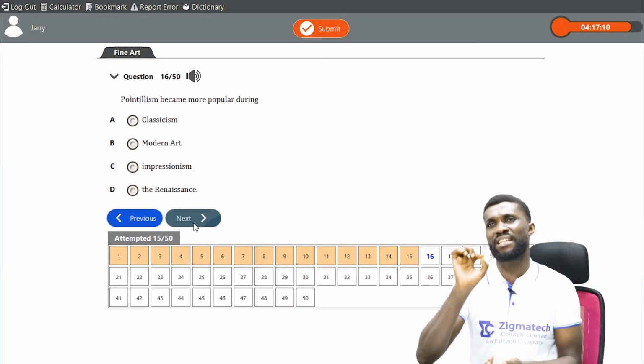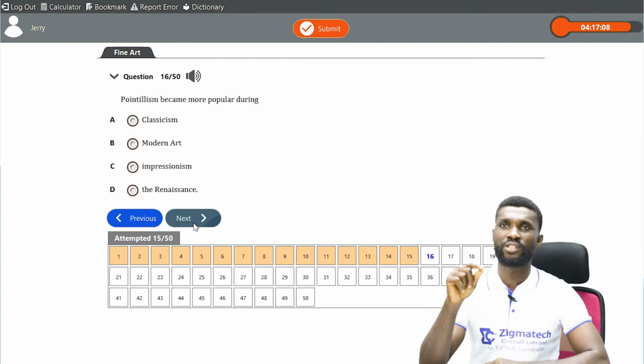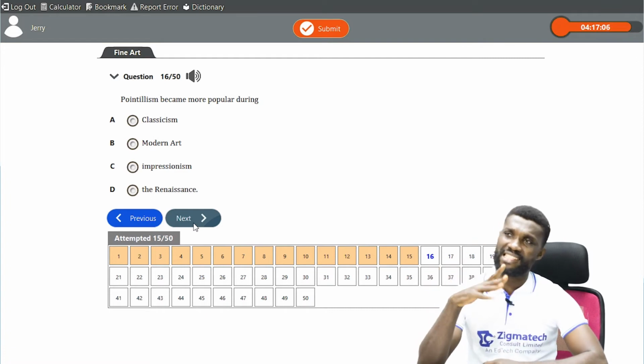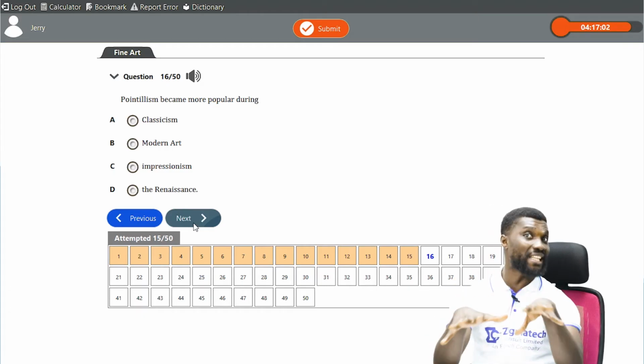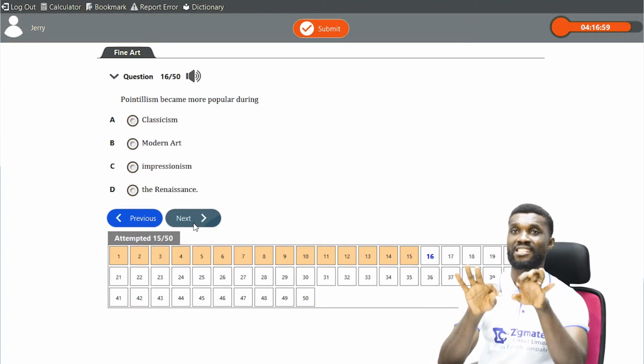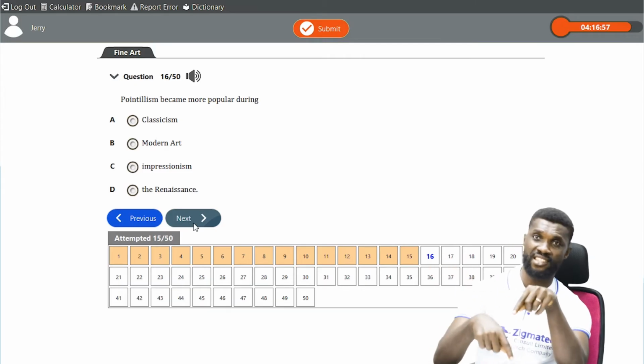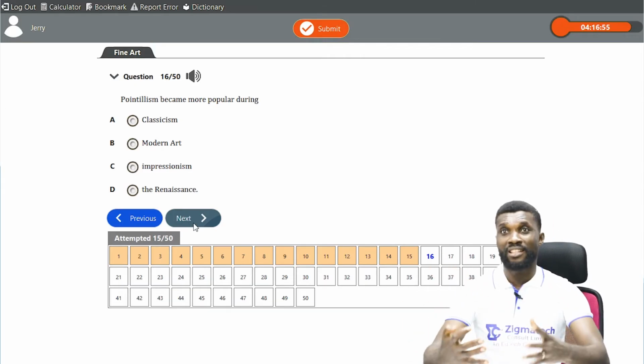Now they say pointillism became more popular during what period? Is it during the classicism? Now during the classicism period, their works are classic. The modern art is what we are doing now. We have a touch of the classic, we have a touch of the pop, we have the touch of the Dadaism, we have a mix of a lot that forms the modern art.